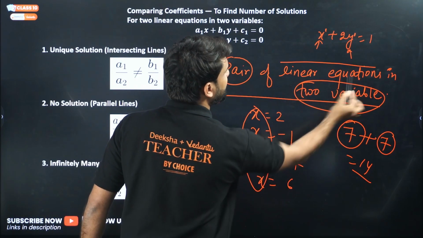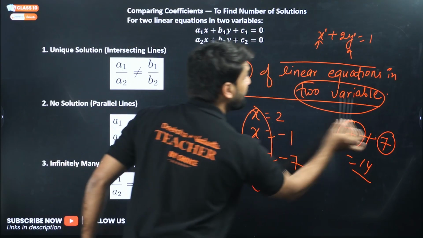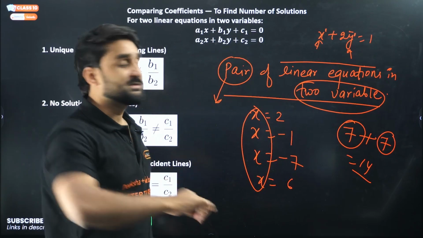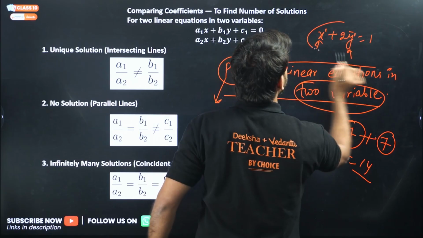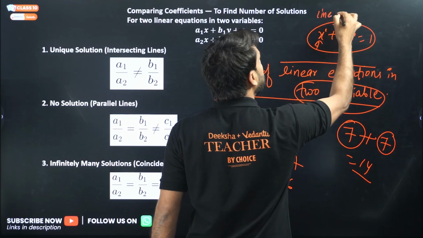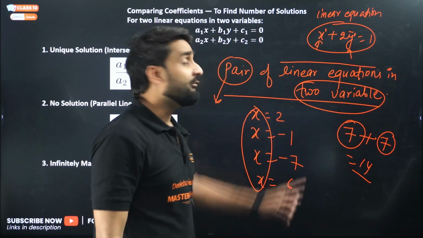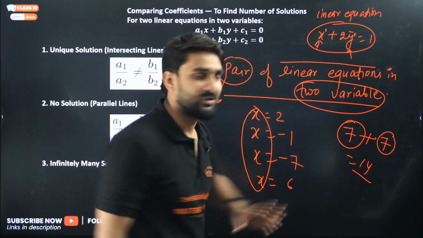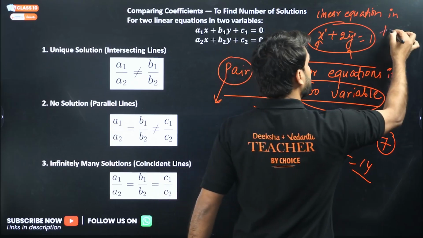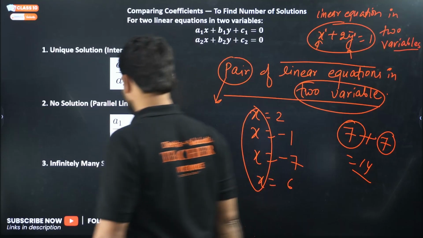So here, look, pair of linear equations. You know linear equation. If the highest power is equal to 1, such an equation is called a linear equation, right? And two variables means there will be x and there will be y. This equation will be called what? Linear equation. Why am I calling this a linear equation? Because the highest power of both variables is 1. That is a linear equation in how many variables? In two variables. I hope you have understood it.